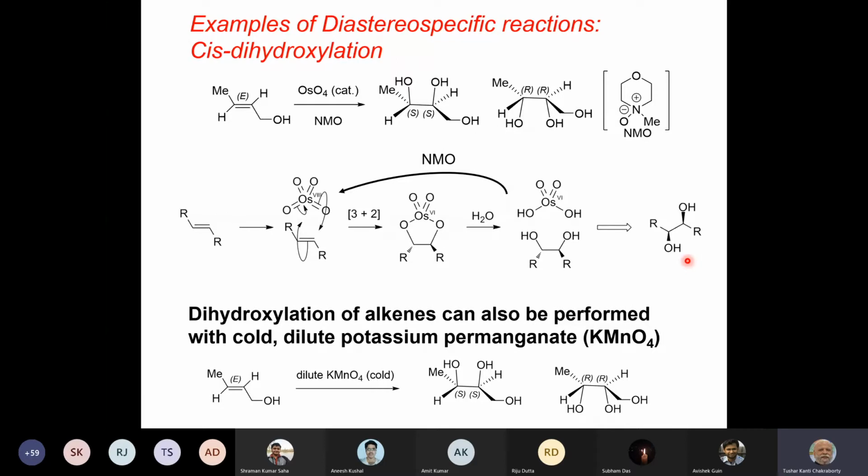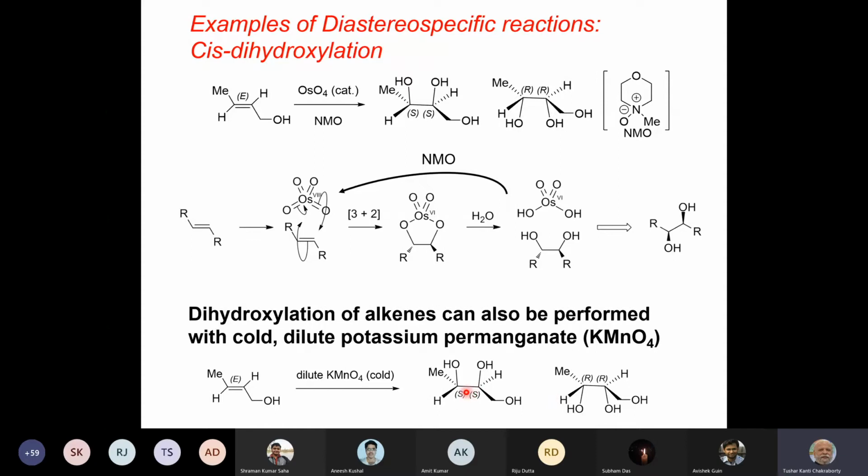You just do this exercise on a piece of paper, and then you will get to know that osmium tetroxide gives you a syn diol. And you can do this reaction with potassium permanganate also, but under cold and dilute conditions. Under concentrated conditions, KMnO4 can also cleave this diol further. Further oxidation can take place.